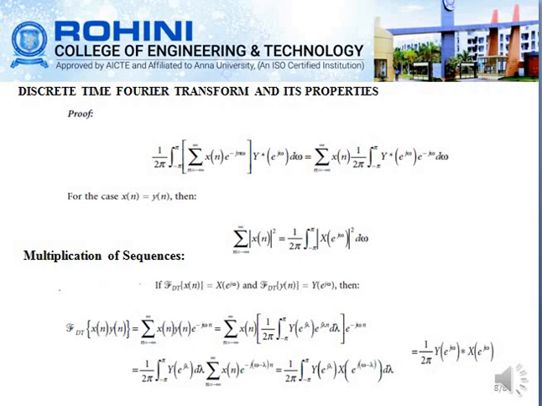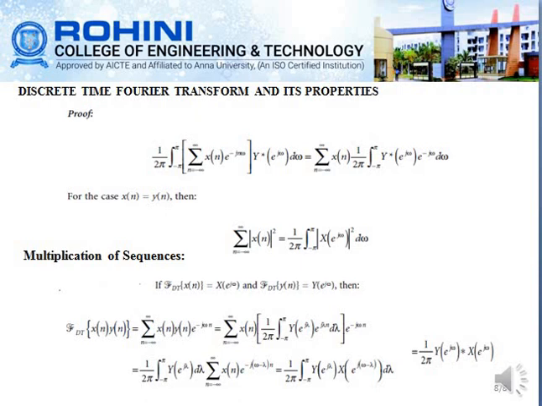For the easy case, we make an assumption x of n is equal to y of n, and Parseval's theorem becomes summation n equal to minus infinity to infinity modulus of x of n the whole square is equal to 1 by 2 pi integral minus pi to pi modulus of X of e power j omega the whole square into d omega.